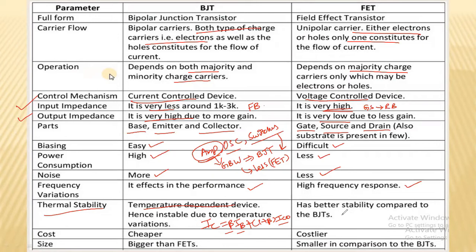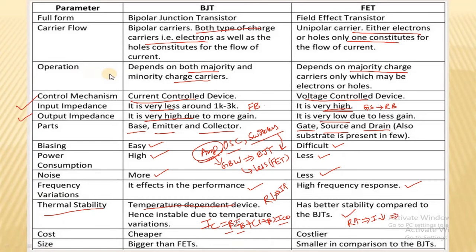Coming to the FETs, they have somewhat better capability compared to BJT. For BJT, as the temperature increases, resistance decreases. As resistance decreases, current increases. As current increases, power dissipation increases, which may damage the transistor. That is the thermal runaway we discussed for BJT. Now coming to FET, as temperature increases, the resistance increases, which decreases the current. So there is no problem of thermal runaway in case of FET.